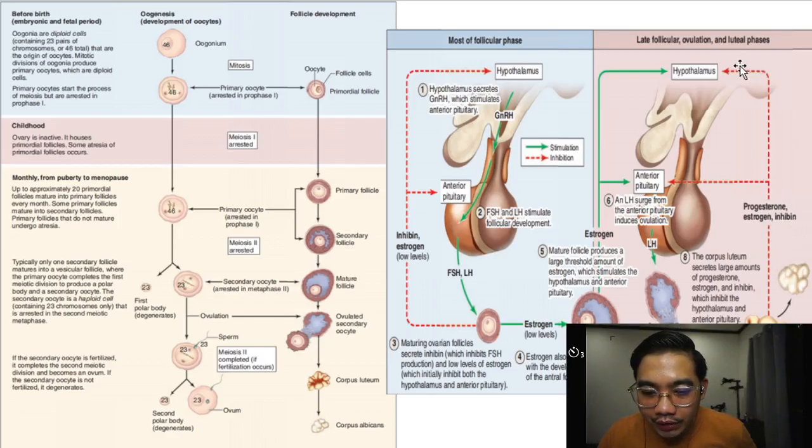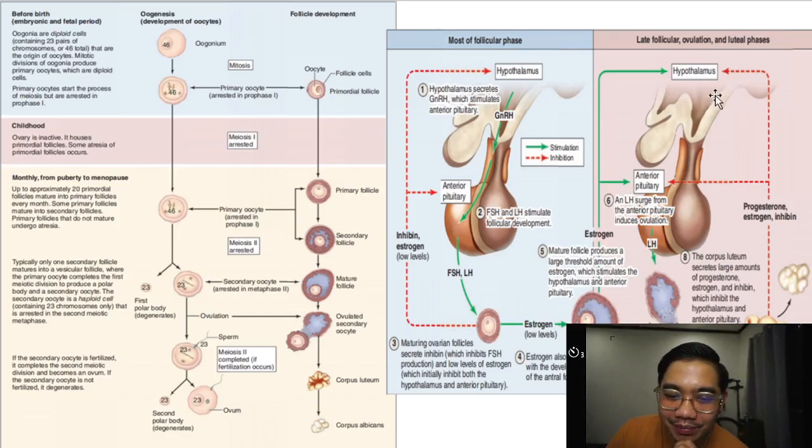And then it will eventually tell your hypothalamus to stop, and then the hypothalamus will tell your pituitary gland to stop LH. So you will have your menses, you will menstruate after. After that, your hypothalamus will realize that nothing is producing any hormone anymore.